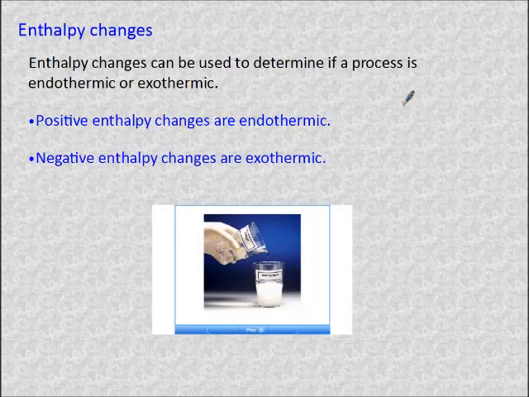So enthalpy changes are used to determine, again, if a process is going to be exothermic or endothermic, and to understand if it's going to happen or not. If it's a positive enthalpy, it's endothermic. Positive means enthalpy is taken in. Energy is taken in to make that happen. Negative enthalpy is exothermic, so you see a negative sign, negative delta H.